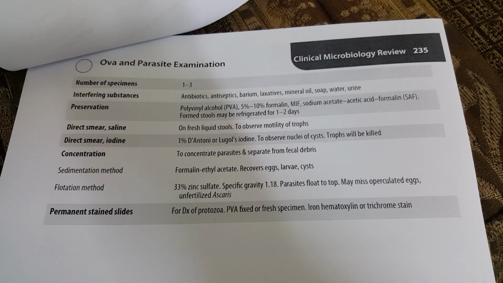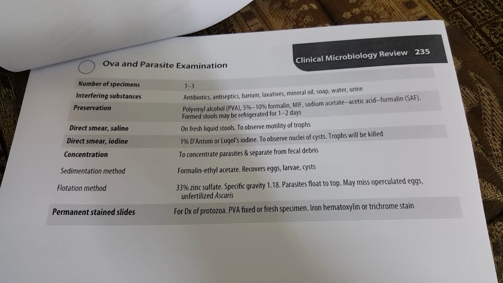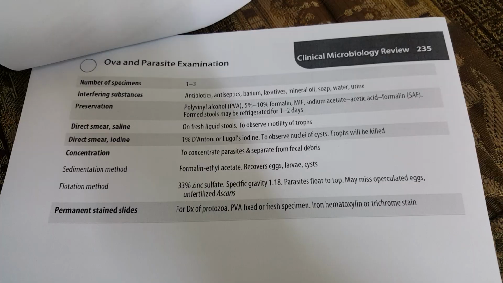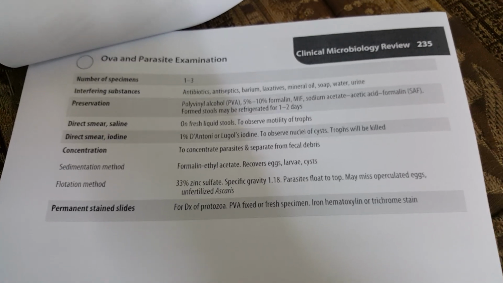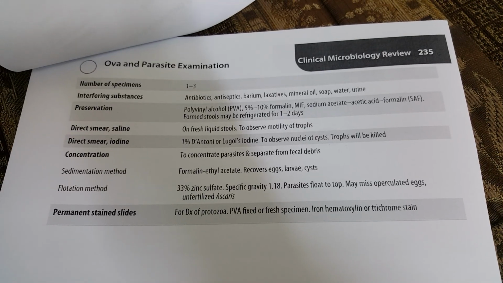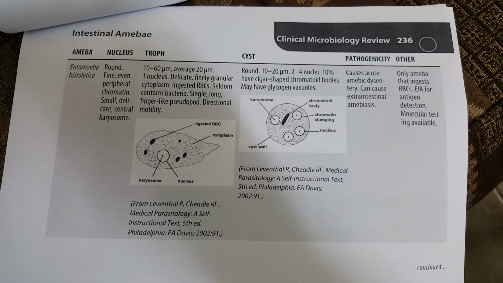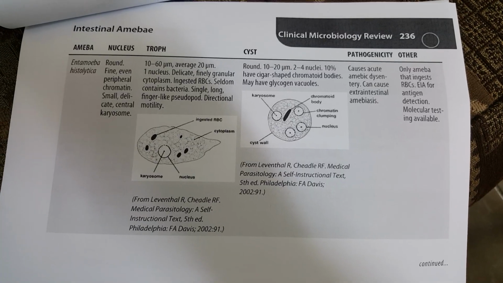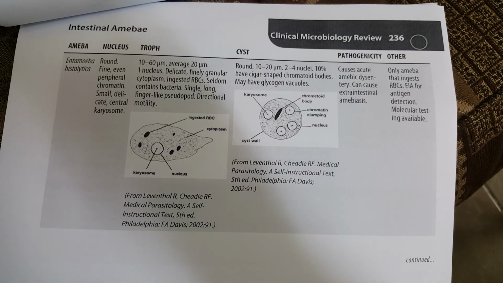Permanent stained slides are very useful in the diagnosis of protozoa, and iron hematoxylin and trichrome stains are used widely to preserve the slides. Entamoeba histolytica is an amoeba, and it is from the Sarcomastigophora.